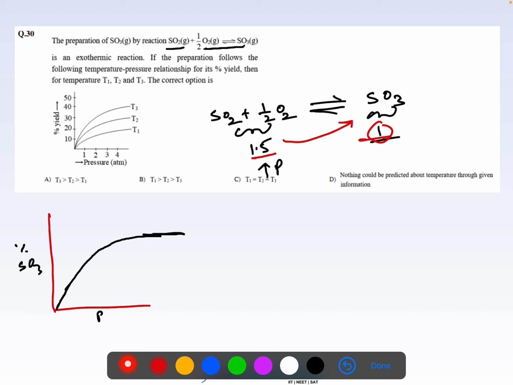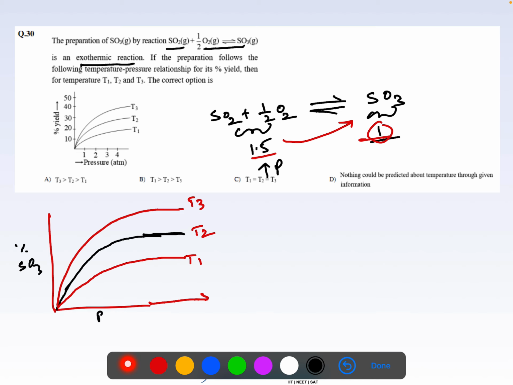Now this reaction is performed under different temperatures. This is T1, this is T2 and there is another temperature T3. So they are asking what will be the correct relation between T1, T2, T3. This reaction is also an exothermic reaction, as mentioned in the question.